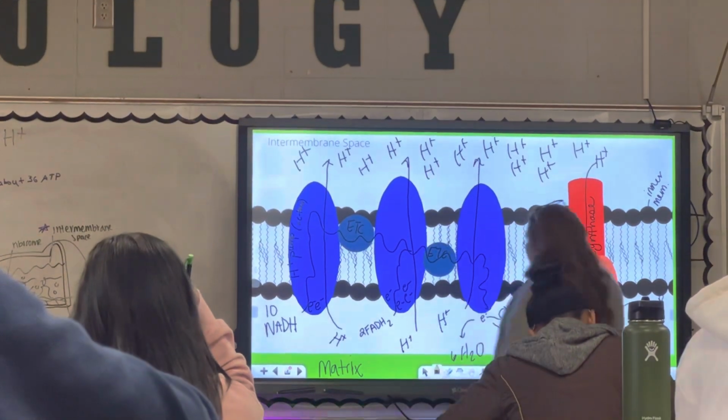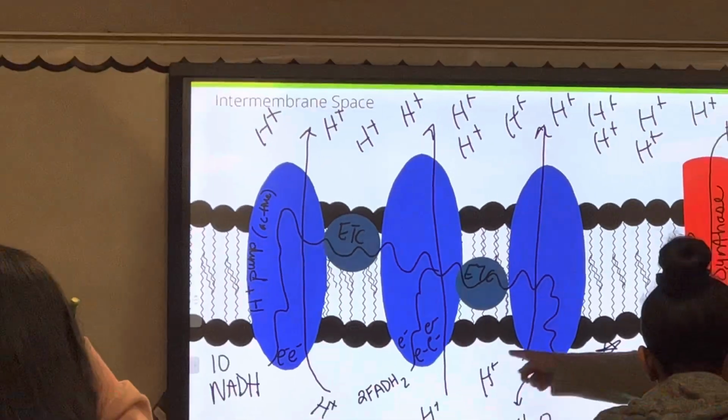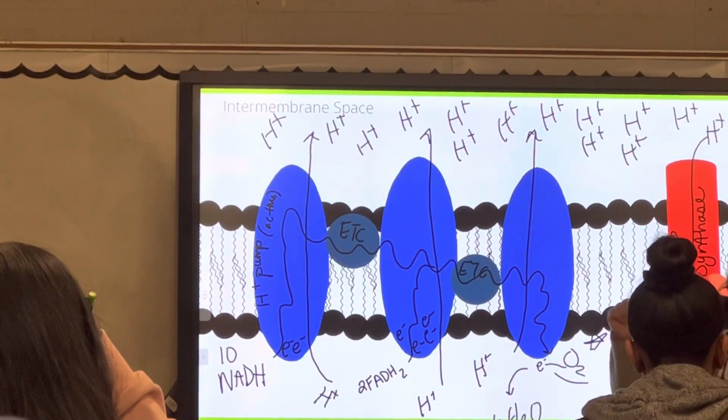Lastly, oxygen is waiting at the end to pick up the electrons that have now lost all their energy, along with some hydrogen ions to make water.